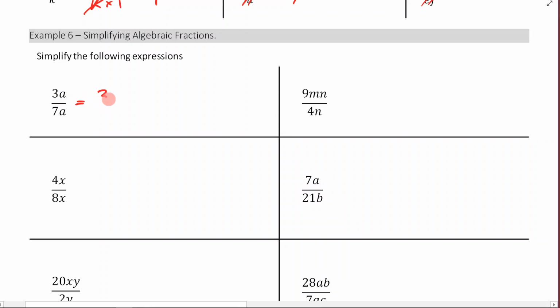So this right here is 3 times a over 7 times a. And those will cancel, which just leaves us with 3 and 7. So 3 on 7. And that would be our answer. We come to our next one. We know that this n is going to cancel with this n. So that means I'm just going to be left with m on top and 4 on the bottom. Perfect. Let's come over here.